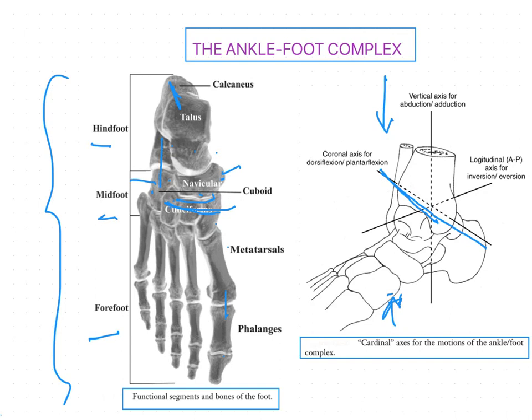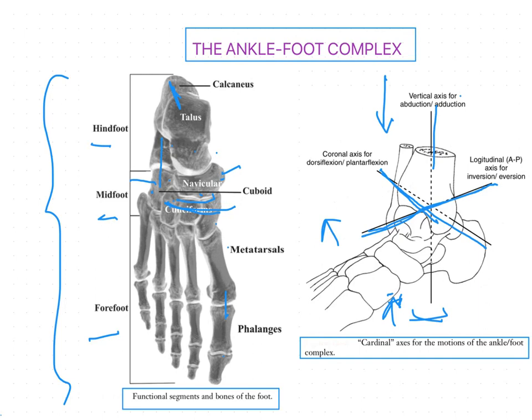Next, inversion and eversion. This inversion and eversion takes place around the AP axis, or we can call it the longitudinal axis. Normally this axis falls along the longitudinal axis of these joints. Then abduction and adduction take place around the vertical axis. So around the vertical axis, this abduction and adduction takes place.